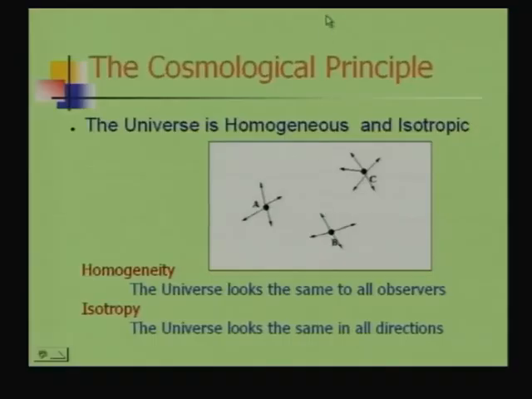Now the simplest possible model without a boundary. What is the simplest possible model without a boundary? The simplest possible model without a boundary is where the universe is infinite. It extends till infinity in all three directions. It extends till infinity here, here, or in the third direction. So this is the simplest possible model where the universe is infinite.